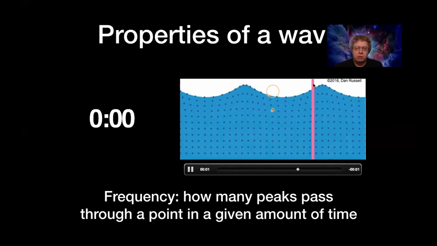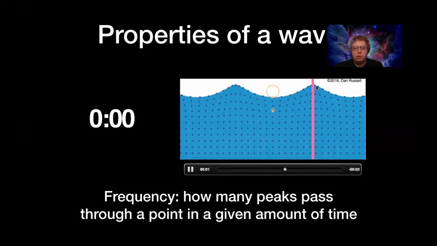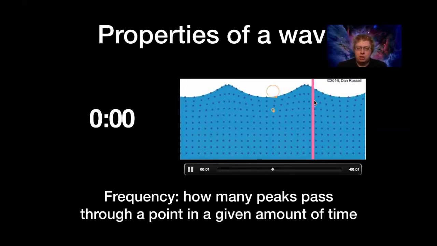And what I want to do is start a timer at the time when a peak of this wave hits this pink line. And then we want to measure a certain amount of time and see how many peaks or troughs go through that point over that time. So what I'm going to do in a second is start this timer here when a peak hits, and then I'm going to let it go for 10 seconds. And once it gets to 10 seconds, I'm going to stop it. And over that time, we can figure out how many peaks have gone through that point. So I'm going to start it on this next peak right here, go.